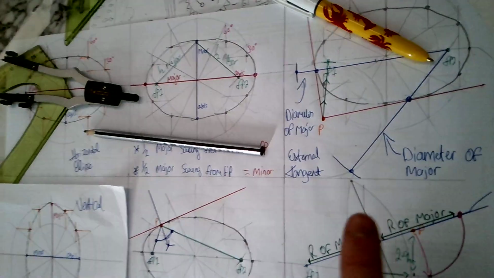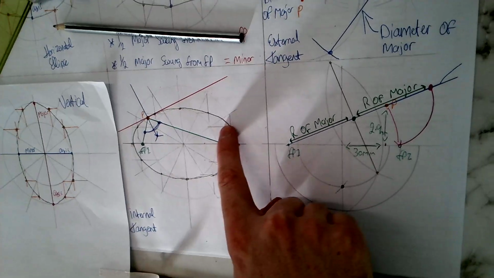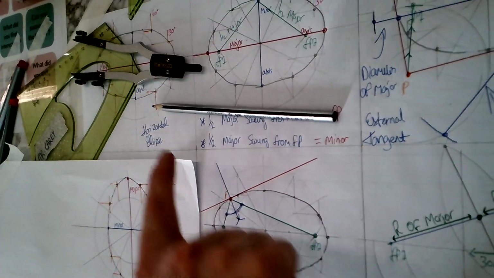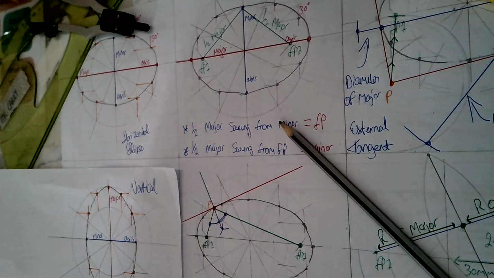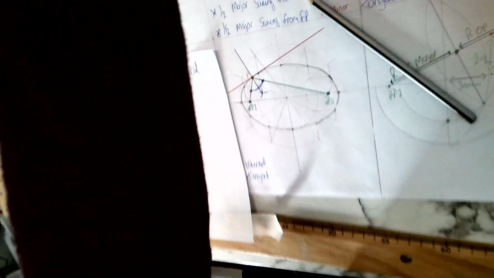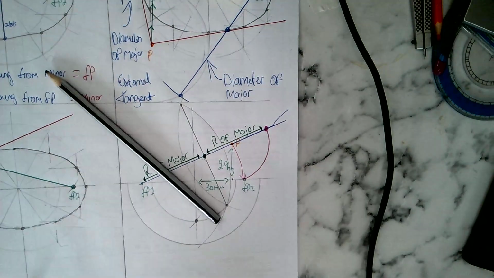Tangent then, lovely. External tangent, internal tangent, focal points, and our horizontal and our vertical ellipse. That covers everything with the ellipse. If you can do all that and apply it to a question, you will be fine, okay? So good work, lads. Keep it up.